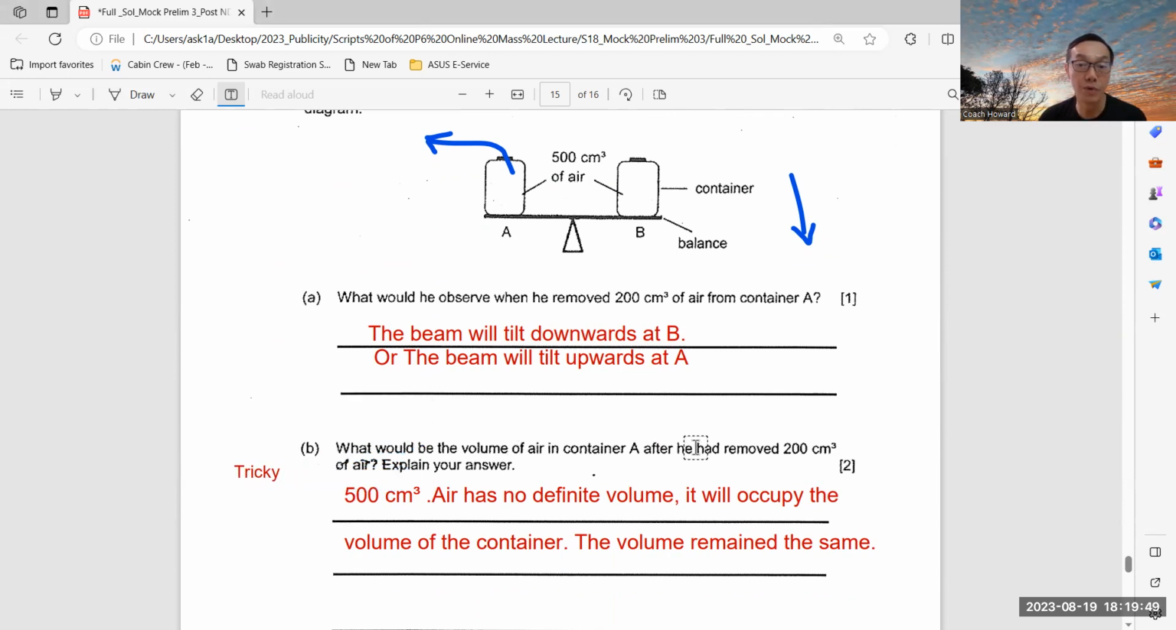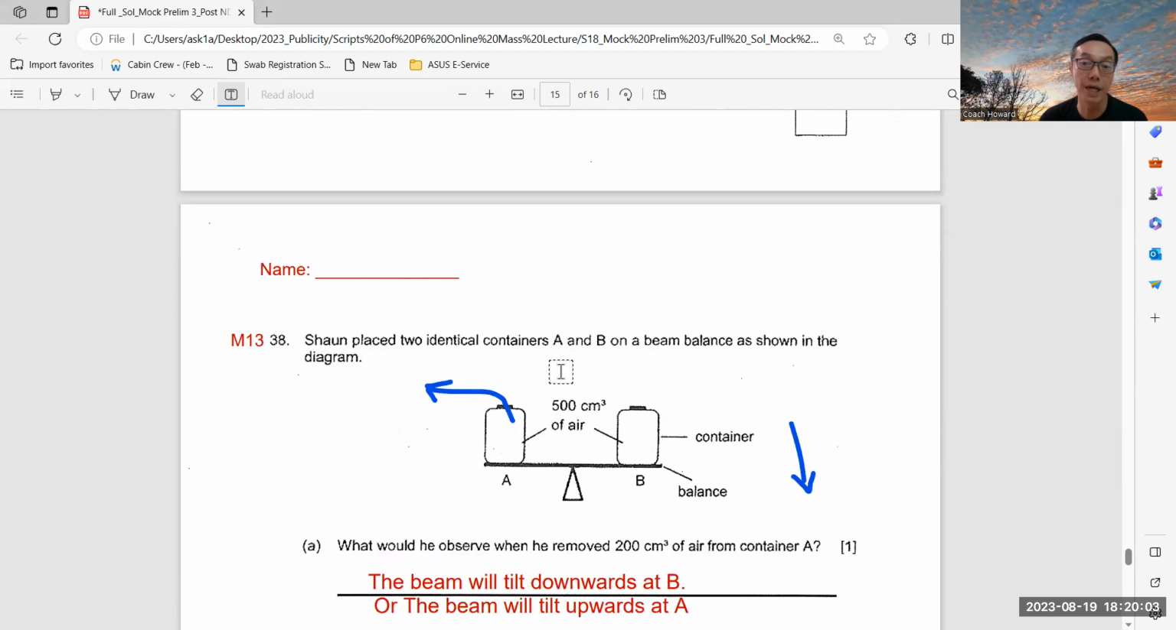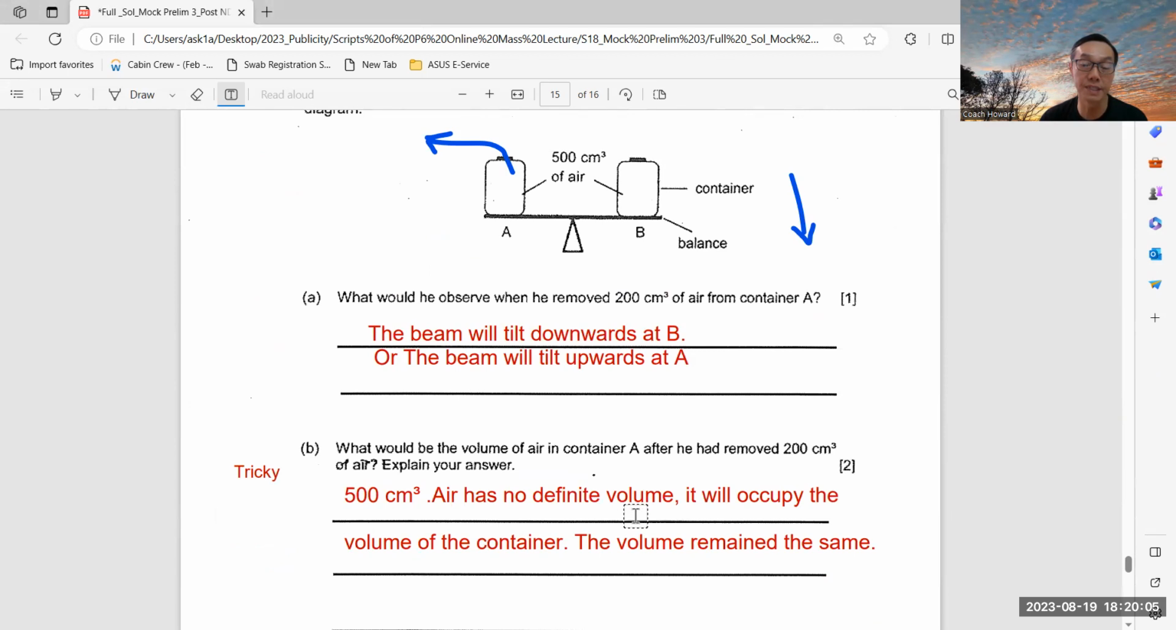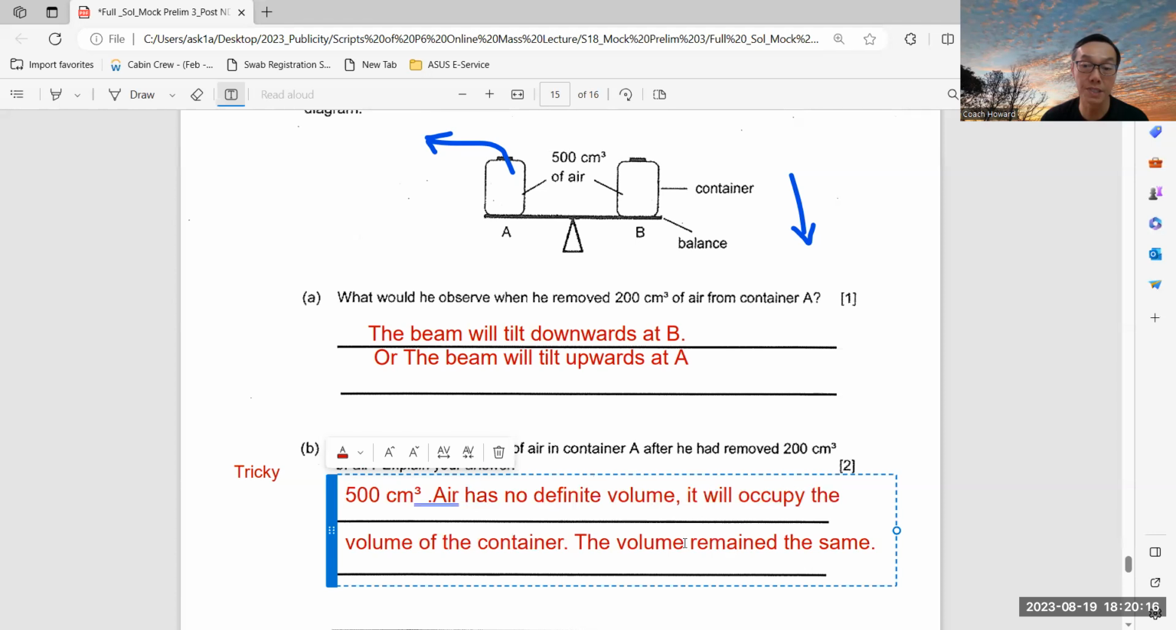What would happen to the volume of air in A after he had removed 200 cm3 of air? They ask you what happened to the volume. This is something quite interesting. Some student was quite puzzled: Hey, Mr. Yu, I removed 200 cm3 of air, how come it becomes 500 again? Because of this property of air. Air has no definite volume. It will occupy the volume of the container. So the volume of air remains the same.